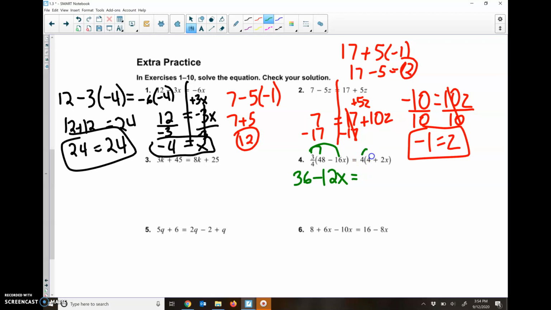Then over here, I need to distribute that 4. 4 times 4 is 16. 4 times 2x is 8x. And now it pretty much looks like number 1 and 2, like we just solved.